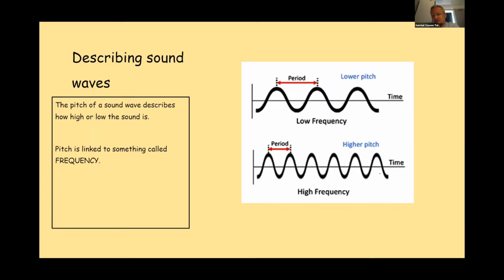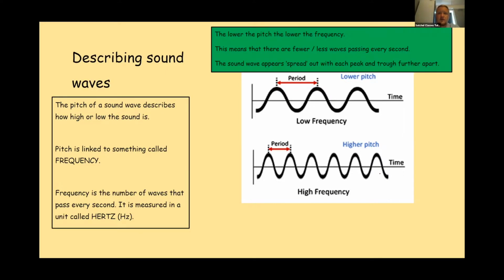Pitch is linked to something called the frequency of the wave. The frequency is the number of waves that pass a particular point every second, and it has its own unit, the hertz or Hz. The lower the pitch, the lower the frequency. That means that for low pitch sounds, there are fewer waves passing every second.